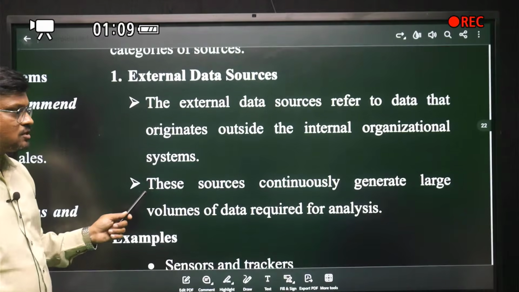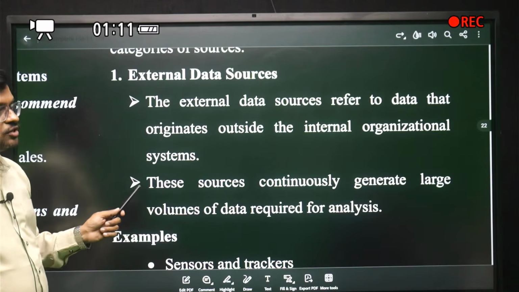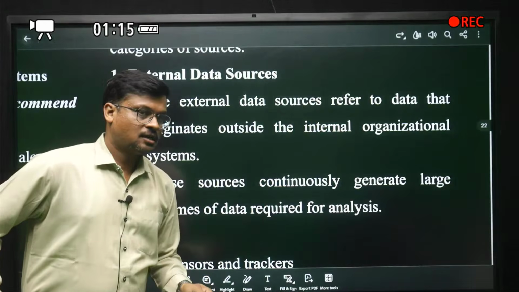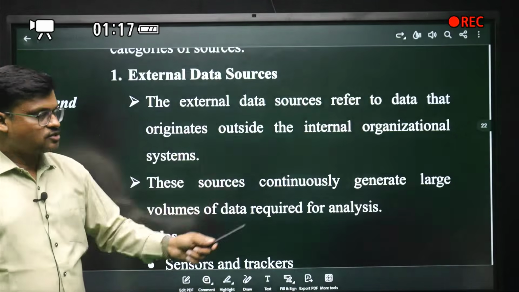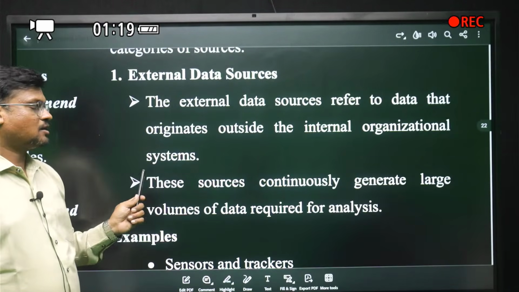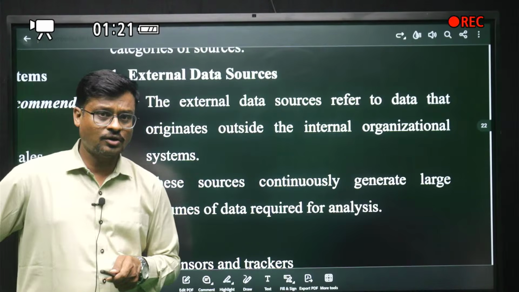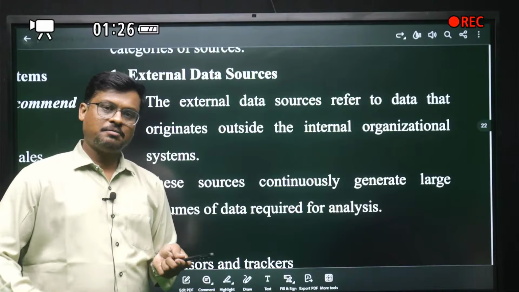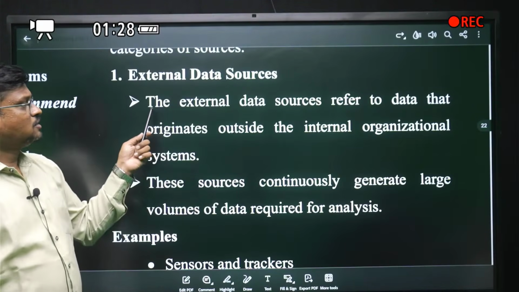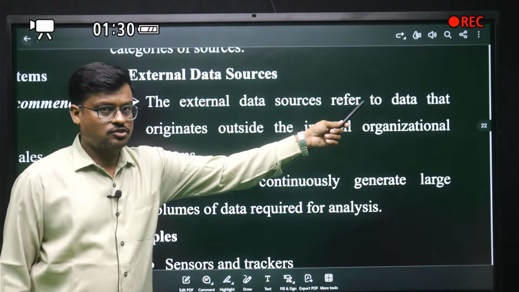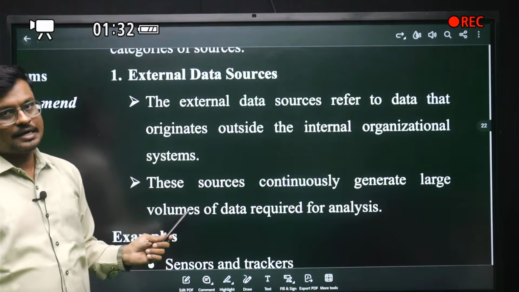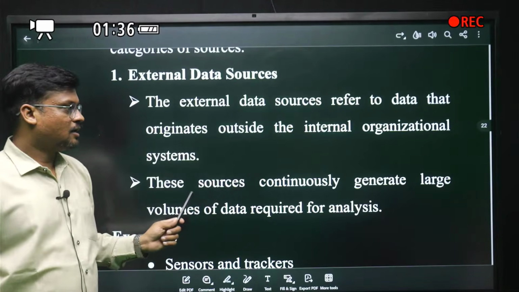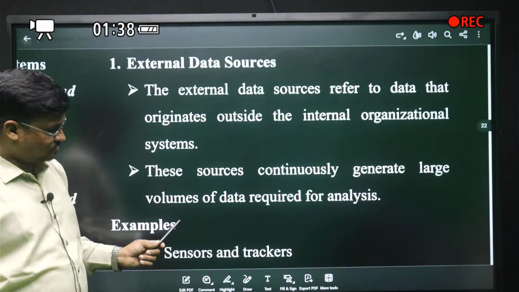External data sources refers to the data that is originated from various resources which are outside the internal organization systems. It may be from the cloud, it may be from other resources, it may be from other databases, or it may be from user interaction. So the external data sources refers to the data that is being integrated or extracted from resources other than the internal organizational systems.